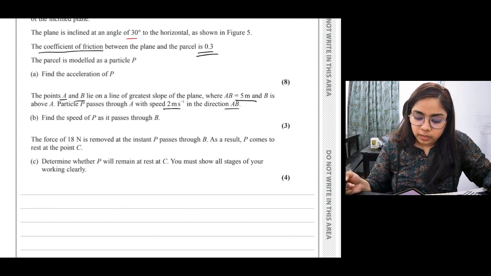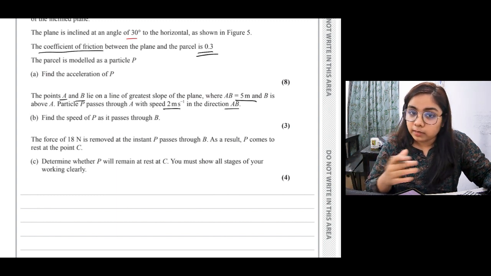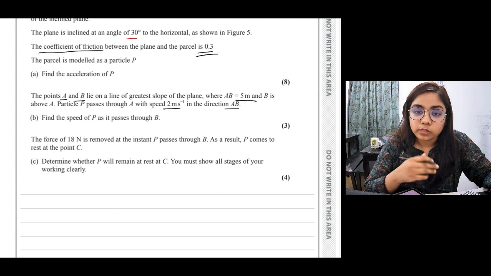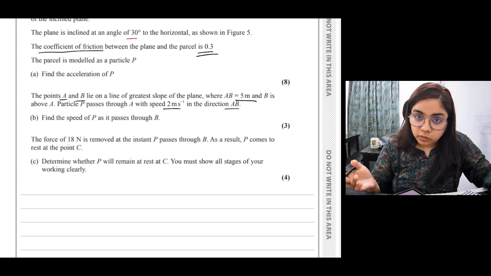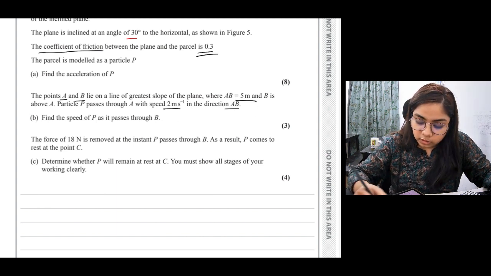Okay. At AB, they would still be accelerating at that same rate we calculated in part A, which was 1.184 meters per second squared. And after that, initial velocity was 2 and distance was 5.